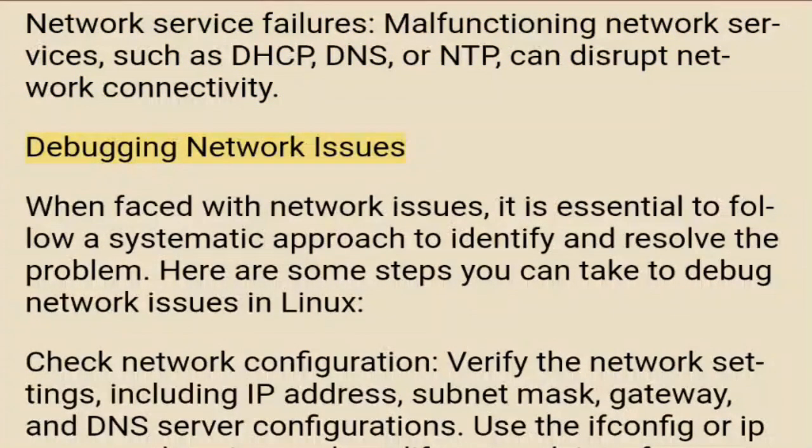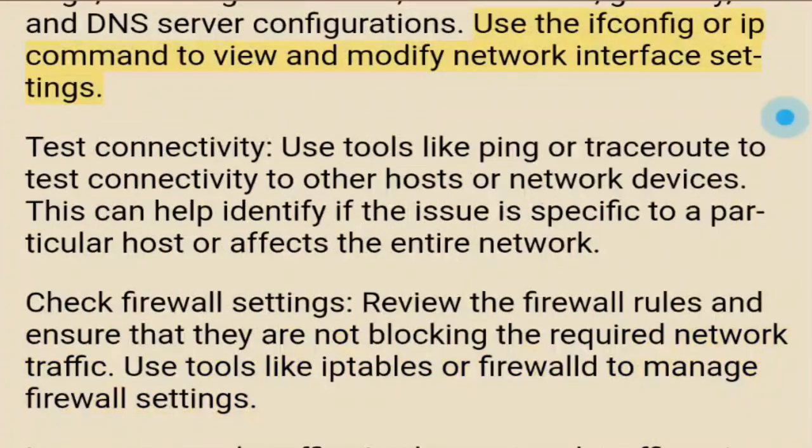Debugging network issues. When faced with network issues, it is essential to follow a systematic approach to identify and resolve the problem. Here are some steps you can take to debug network issues in Linux. Check network configuration. Verify the network settings, including IP address, subnet mask, gateway, and DNS server configurations. Use the ifconfig or ip command to view and modify network interface settings. Test connectivity. Use tools like ping or traceroute to test connectivity to other hosts or network devices. This can help identify if the issue is specific to a particular host or affects the entire network.